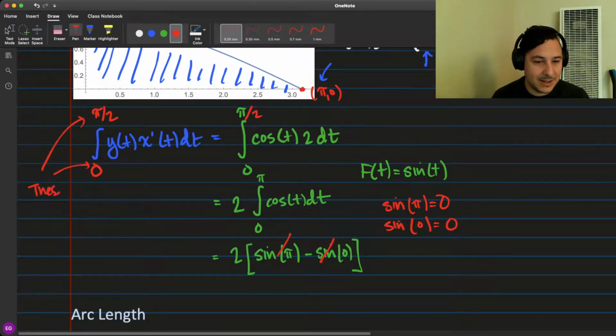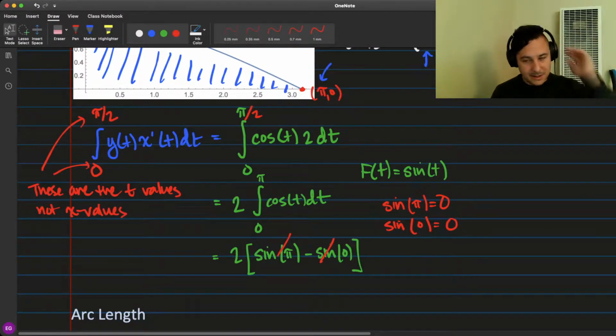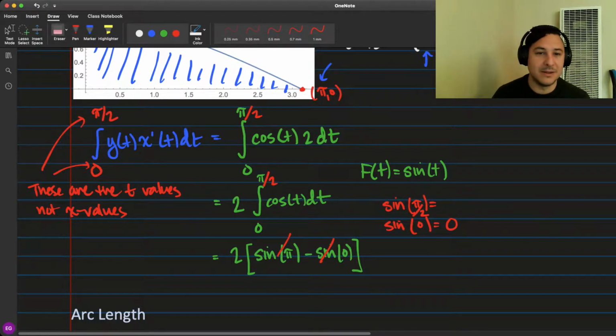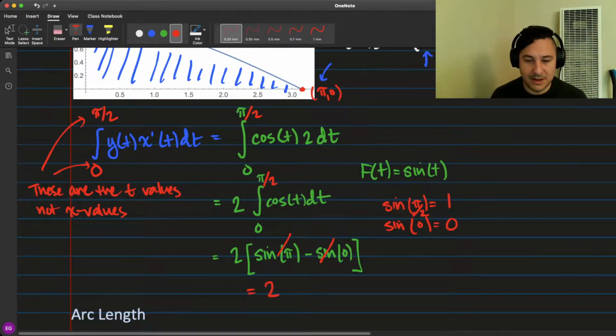These are the t values, not x values. No wonder. My bad. Because that's going to change everything now. Because when you plug in pi over 2, what are you going to get? What's the sine of pi over 2? 1, there we go. So you get 1 minus 0, so you get 2. The area under that curve is 2.